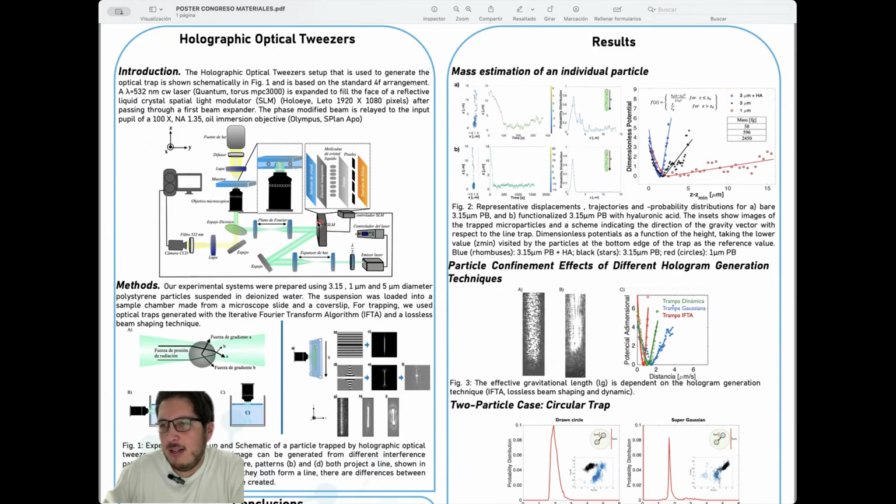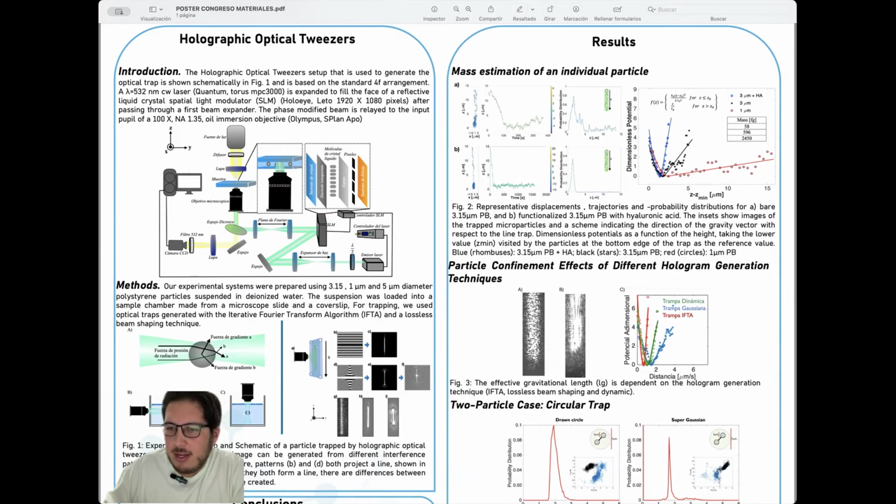You can think of the SLM as a high-definition programmable mirror. It's what allows us to digitally sculpt the light and shape it into the complex patterns we need for our traps, like lines or circles. Once the beam is shaped, it's relayed and focused down into our sample chamber with a high-power microscope objective.